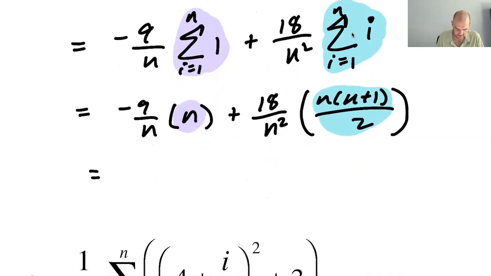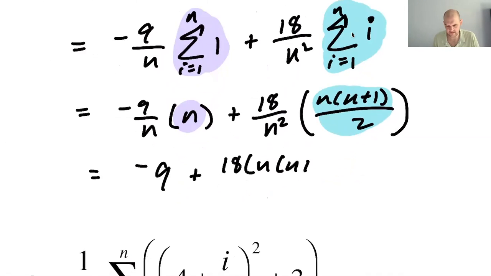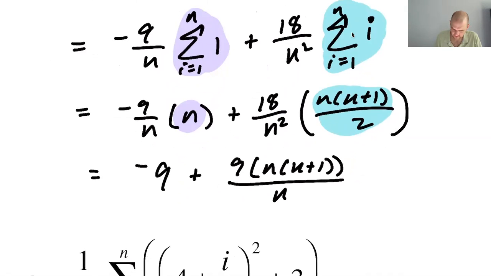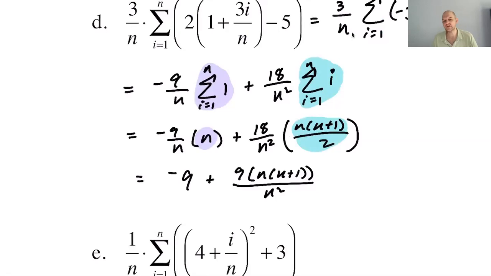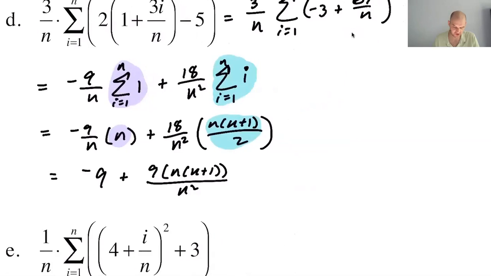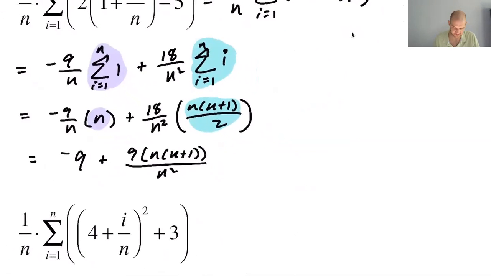So here I'm going to go with negative 9 plus 18 n, and actually we could just make it 9. Okay, I'm not good at erasing, I over erase. So 9 times n plus 1 over n squared. Now, it's not a part of the problem, but I could take the limit as n approaches infinity of this thing. That would not be an issue for me.